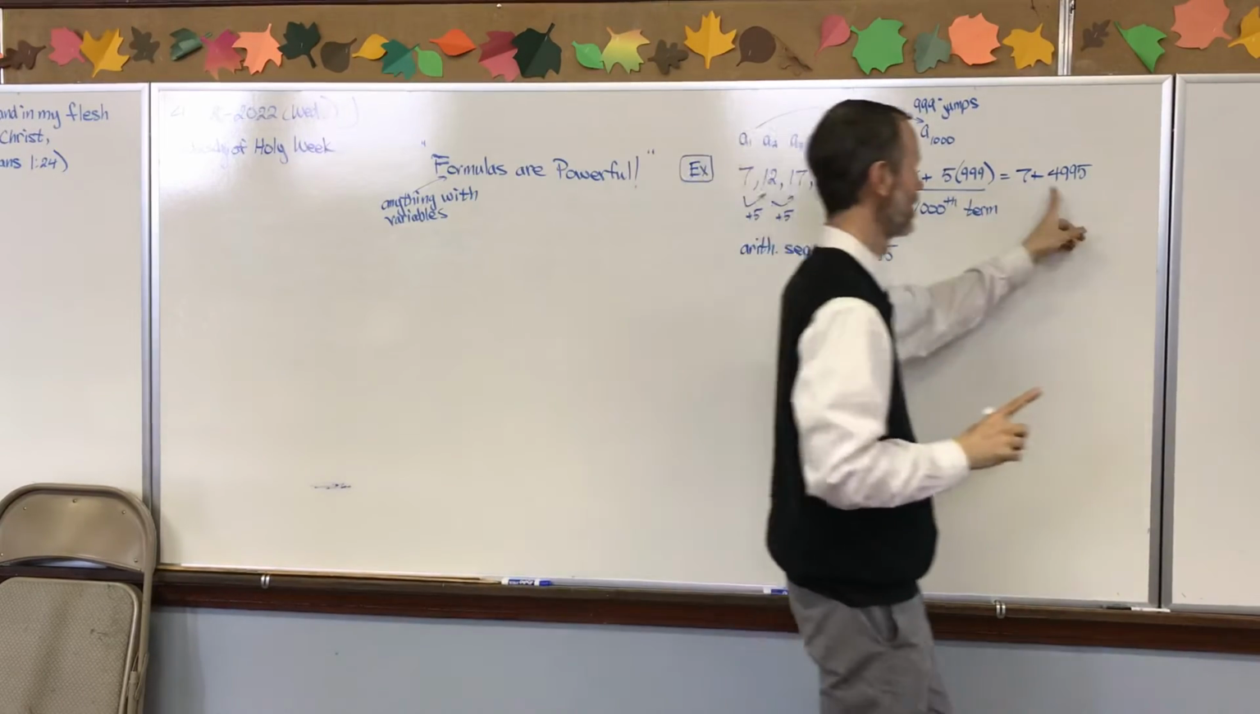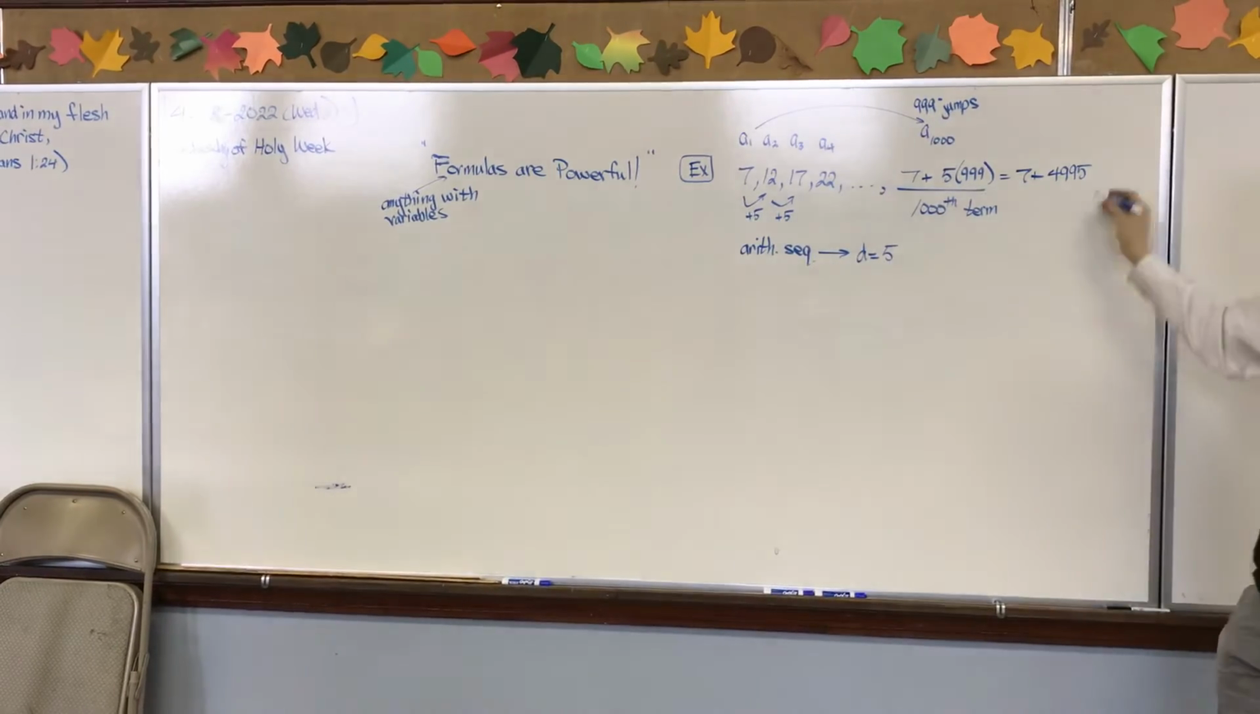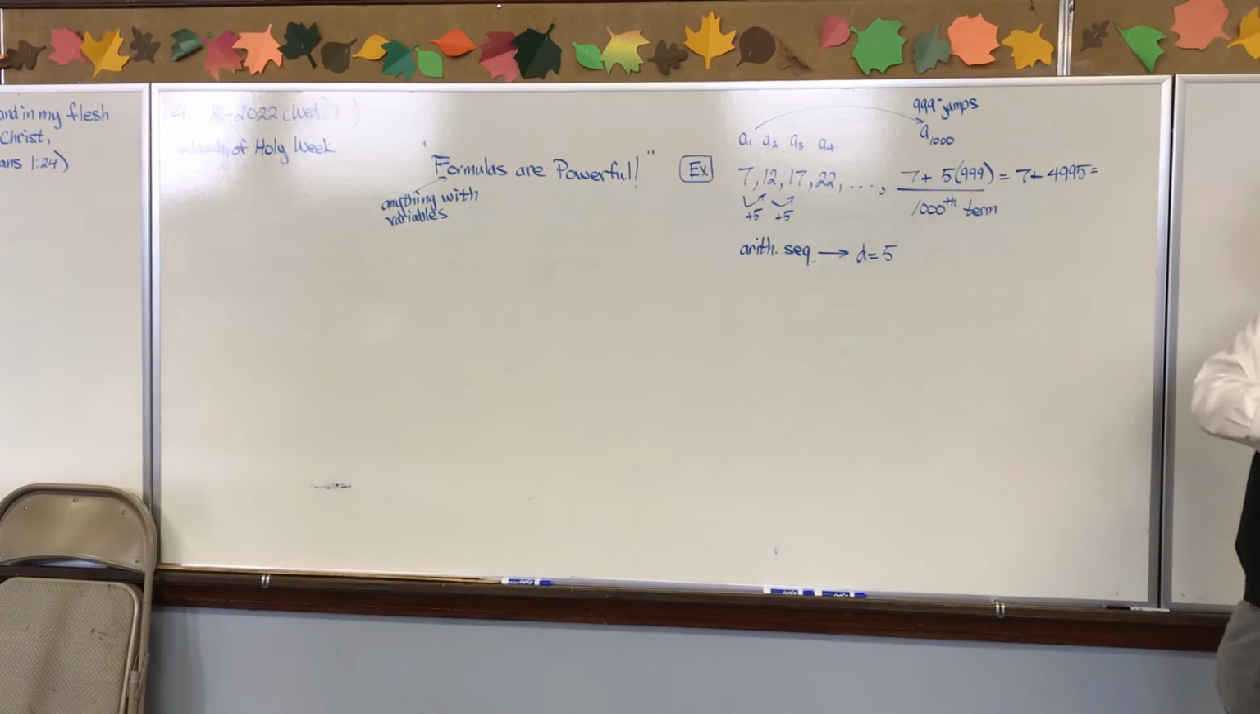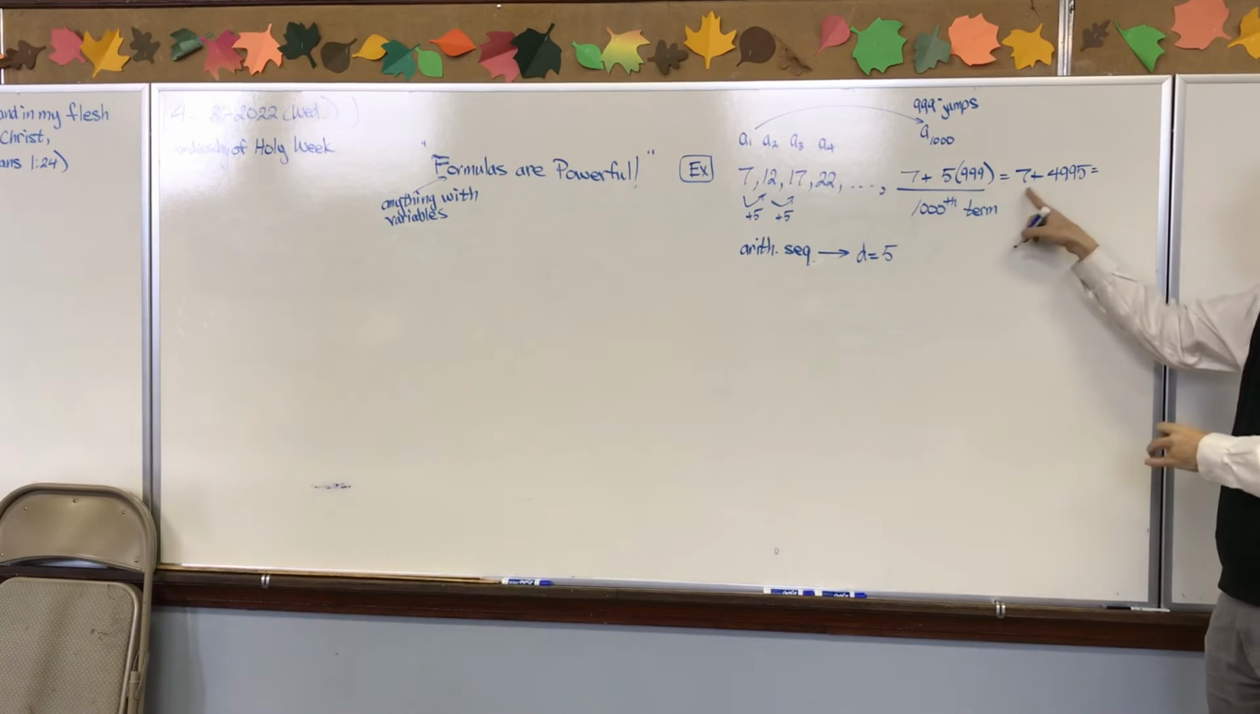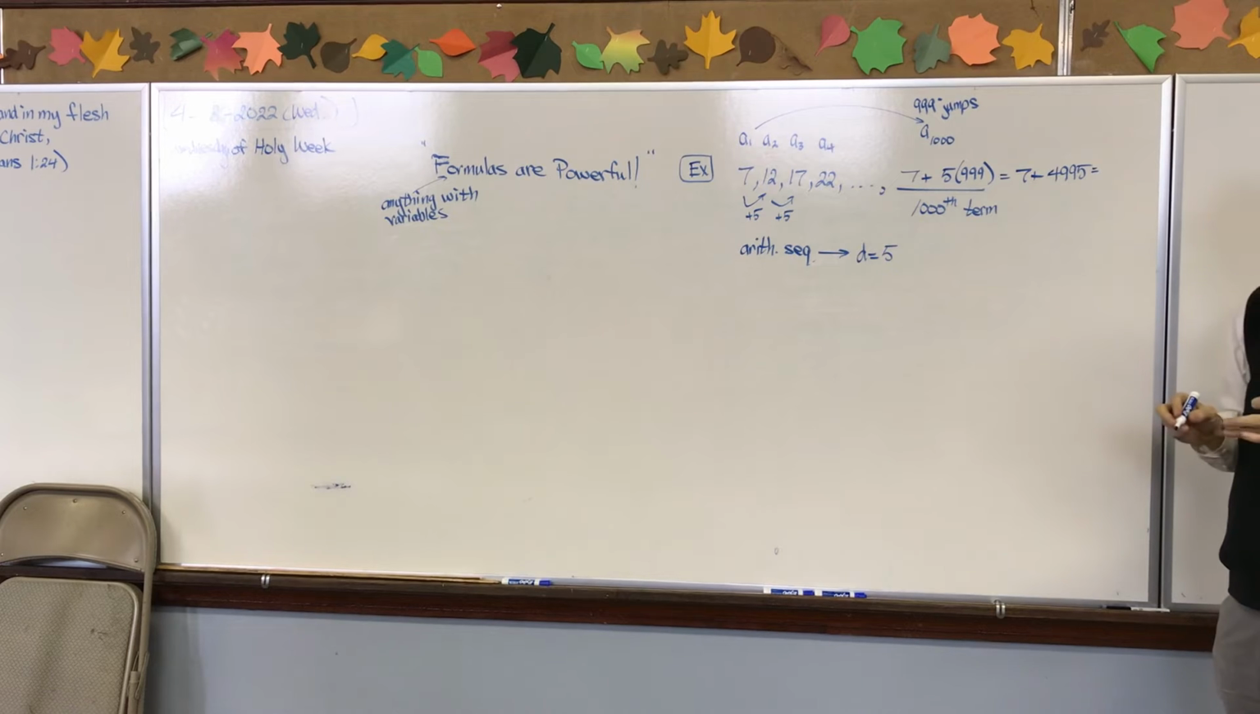What's the final answer? Don't work too hard. 4,995 plus 7.